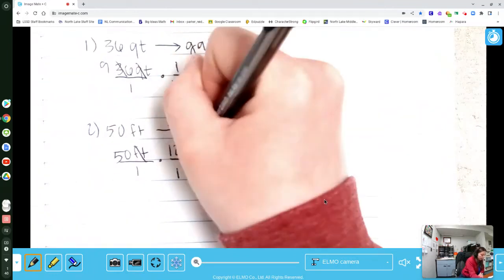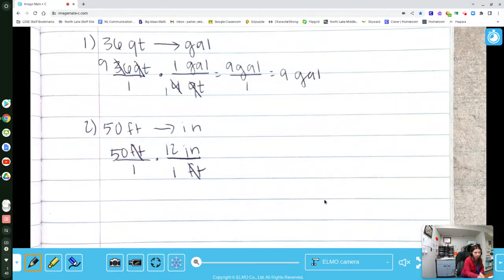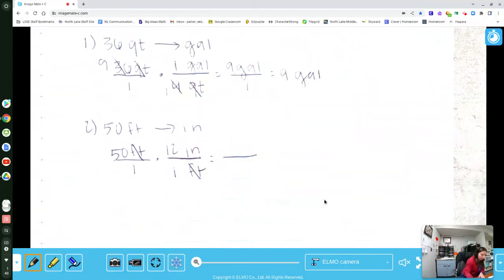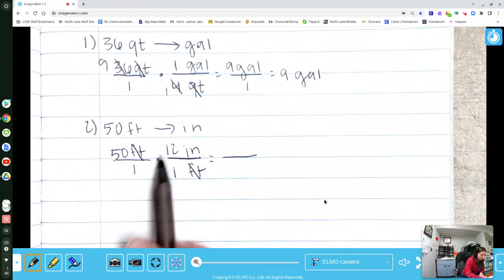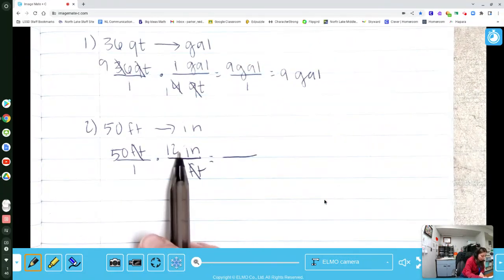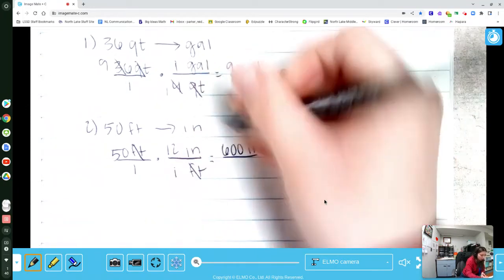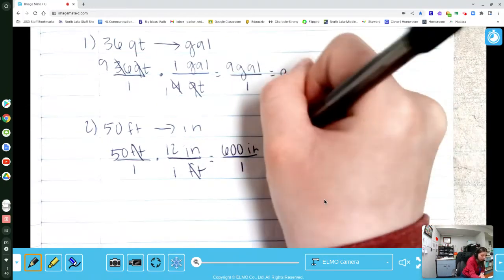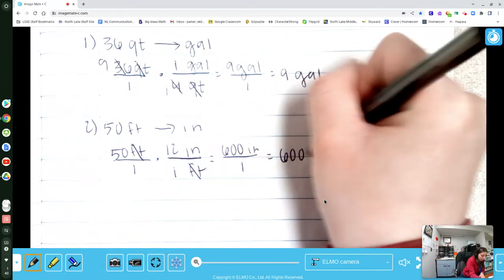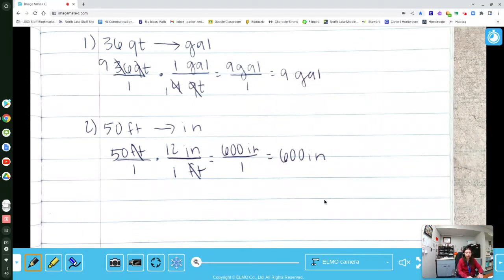I'm going to cross cancel my feet with my feet. There is no other cross canceling, so I'm just going to multiply straight across. 50 times 12, that's going to be 600 inches. 1 times 1 is 1. 600 inches over 1, I just get 600 inches. So in 50 feet, there are 600 inches.